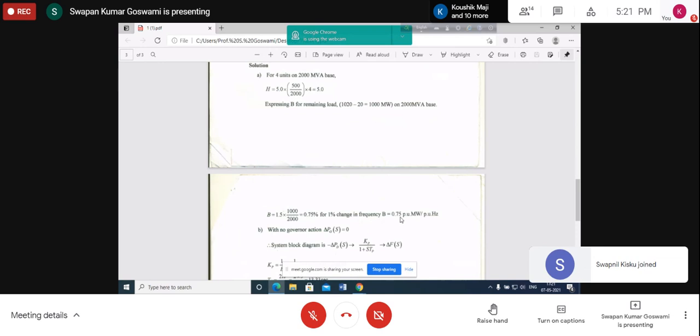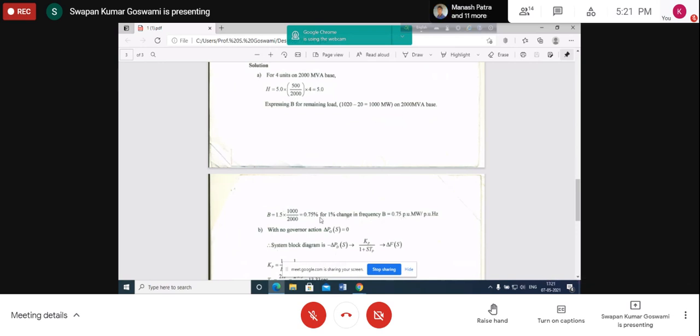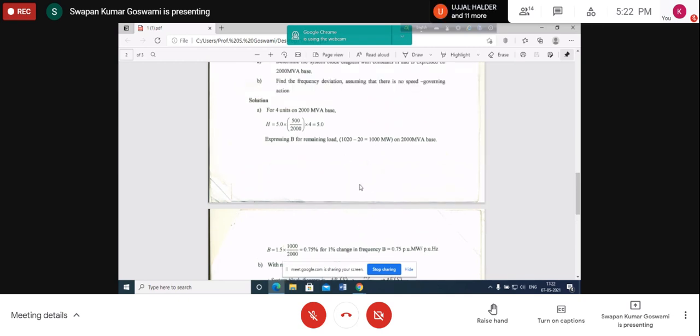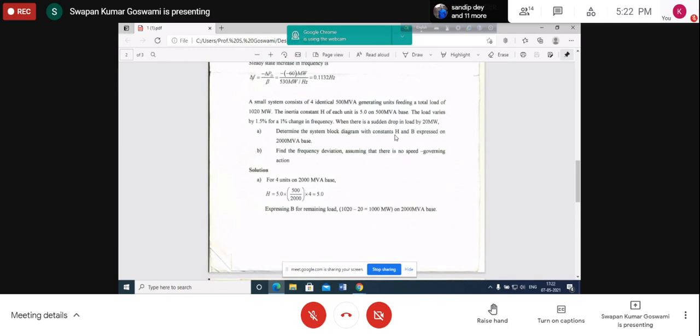That is equal to 0.75 in percent. You can express it in per unit, so 0.75 per unit megawatt per unit hertz. Or you can say that it is 0.75% for 1% change in frequency, which means it is 0.75 per unit megawatt per unit hertz. So this is the value of B. With the value of B obtained here and H obtained here, you complete part A. Values of H and B you have to calculate on a base of 2000.